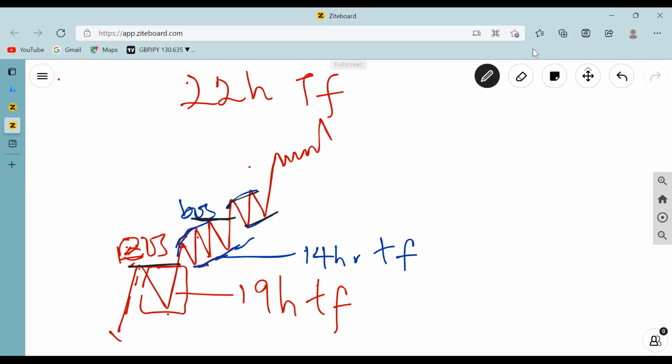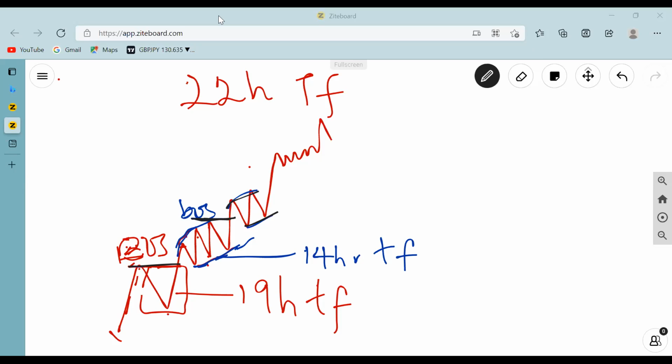Now, we have two types of break of structure. We have continuation break of structure, and we have reversal break of structure. What is continuation break of structure?